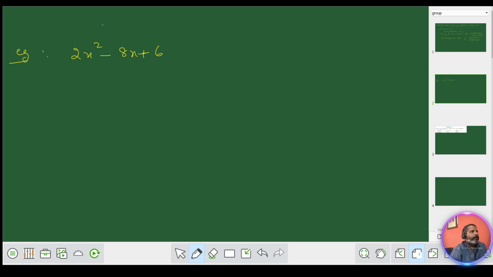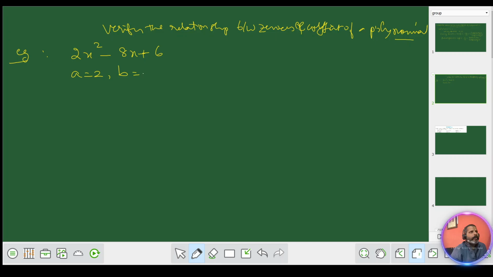We have to verify the relationship between zeros and coefficients of a polynomial. That is the heading. Okay. By comparing this with the standard quadratic equation, we get a is equal to 2, b equal to minus 8, c equal to 6.